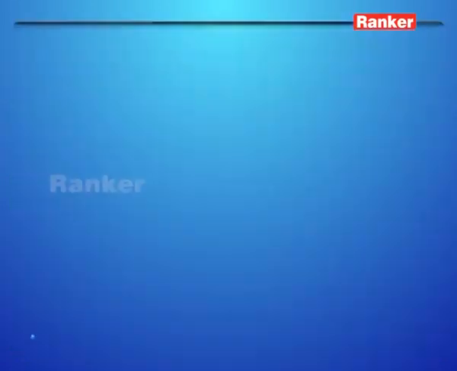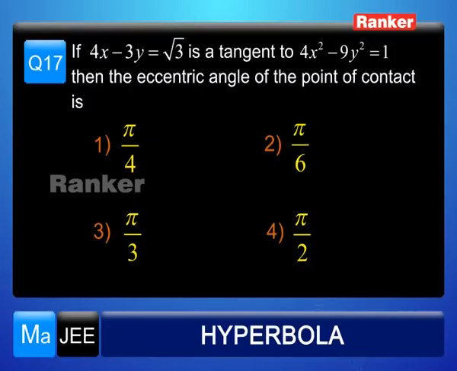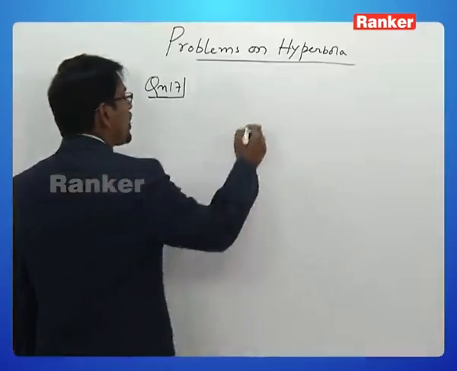Let's move to the next question, question number 17. If 4x minus 3y is equal to root 3 is a tangent to 4x square minus 9y square equal to 1, then the eccentric angle of the point of contact is: first option pi by 4, second option pi by 6, third option pi by 3, and fourth option pi by 2. Let's move on to this.